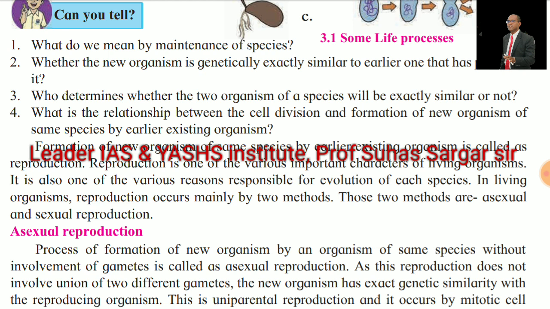Formation of a new organism of the same species by an earlier existing organism is called reproduction. Reproduction is one of the various important characters of living organisms. It is also one of the various reasons responsible for evolution of each species. In living organisms, reproduction occurs mainly by two methods: sexual and asexual reproduction.